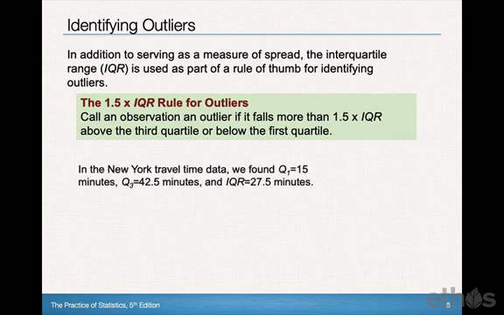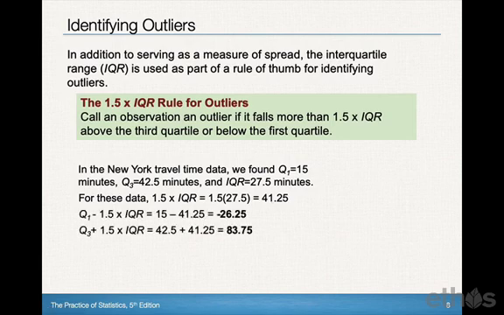So for this same data set we used, they are identifying Q1 and Q3, and they got the IQR from that of 27.5 minutes. And here's your rule: 1.5 times your interquartile range is the first number you calculate using the IQR. In this case, we get 41.25.